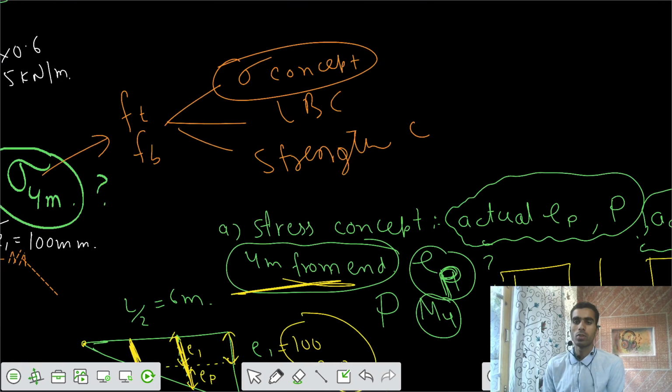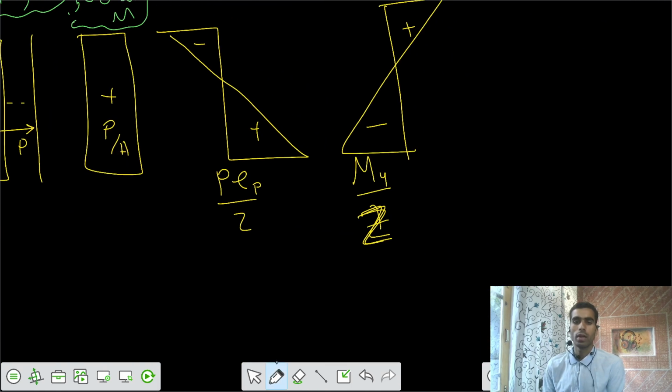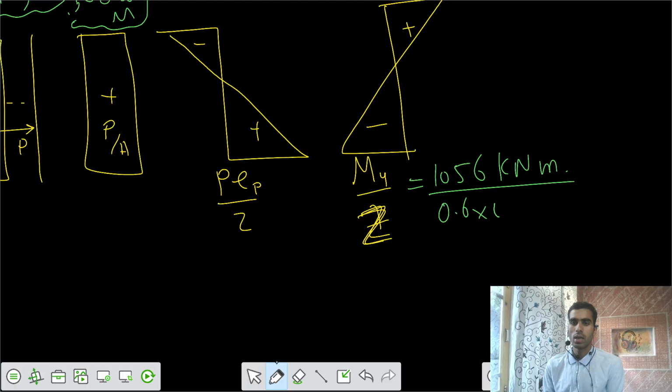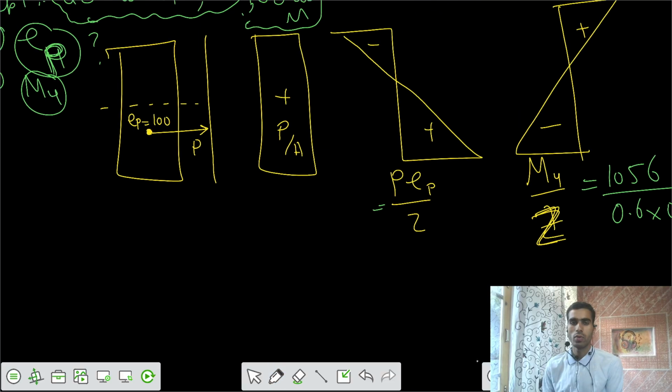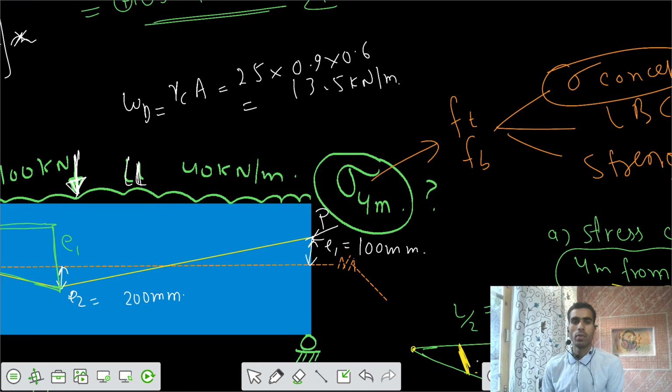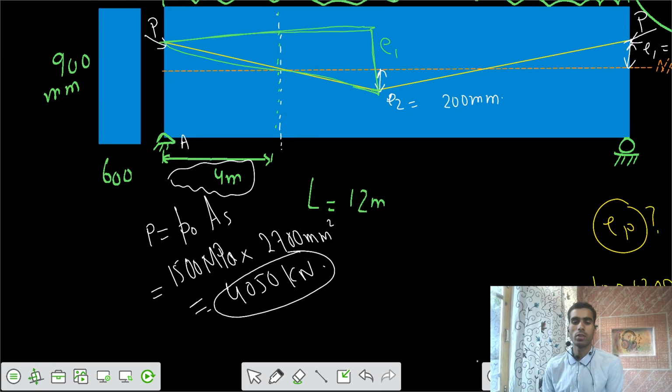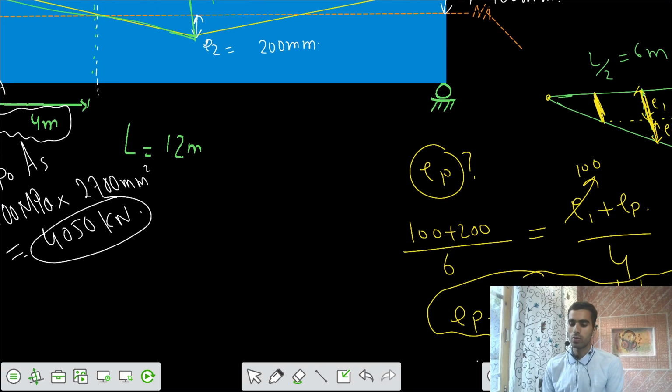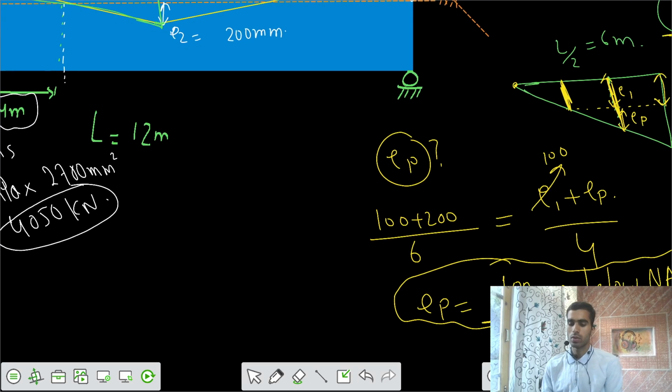So this is your 1056 kilonewton meter by section modulus. Your section modulus was BD square by 6 meter cube. And similarly this one would be solved with your P value. We calculated the value of P. Did you get the value of P? We have solved the value of P. The value of P was somewhat 4050 kilonewton.